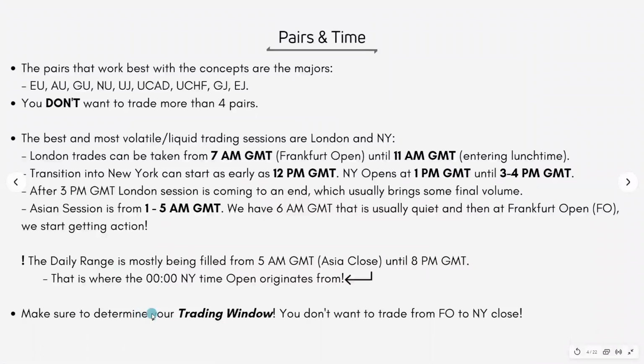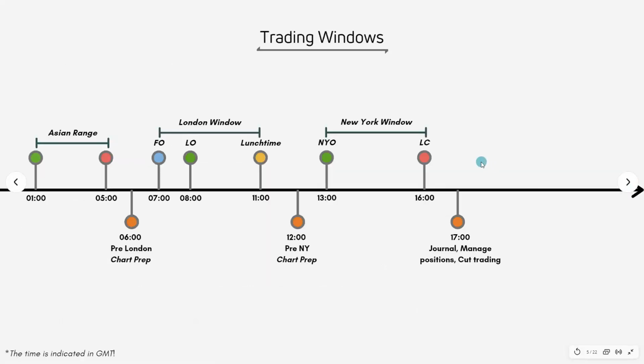And yeah, so right now we are going to determine your trading window. You don't want to trade from Frankfurt open to New York close. You really don't want to do that because it's not productive. It's not nice, and it's not how it's done. So here are the trading windows. Little note, the time is indicated in GMT. So make sure to have a look at this graph.